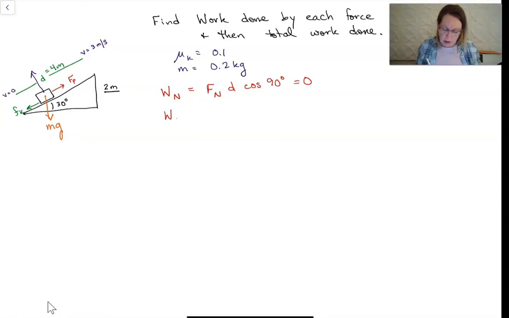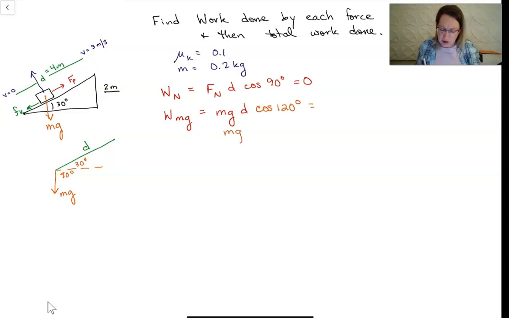For the work done by weight, we can do mg times the displacement times the angle between the displacement and the weight, which is a little tricky because the displacement is like this and the weight is like this. So you can actually find that angle, right? That would be 30 degrees here. So that would be 120 degrees. So you can do cosine of 120 degrees. Or you could calculate it as m times g times the displacement in the direction of the force, which would be just this 2 meters.